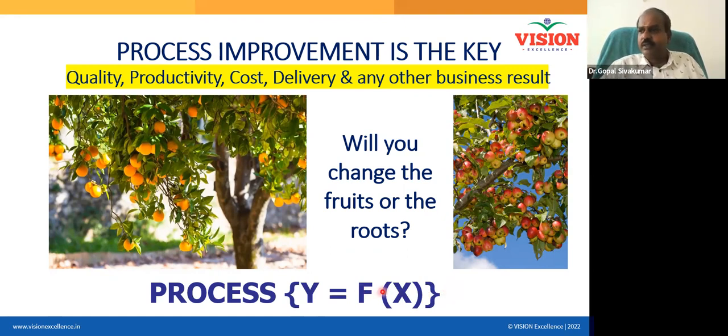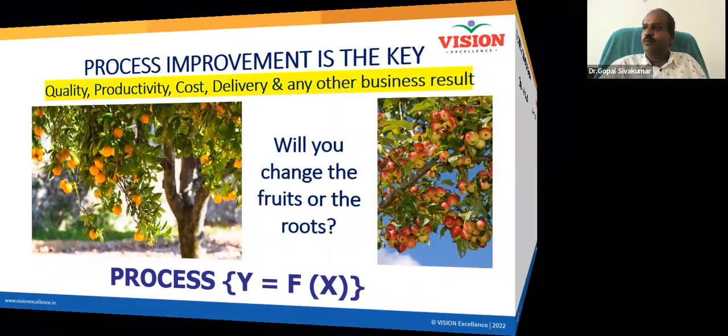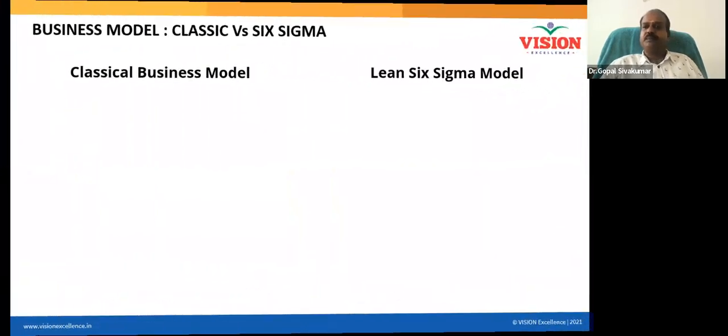Without worrying about anything, you can change any of the X. But when I change the X, my Y will change. That is why Y is called the dependent variable. Hope all of you understand the equation Y equal to f of x.